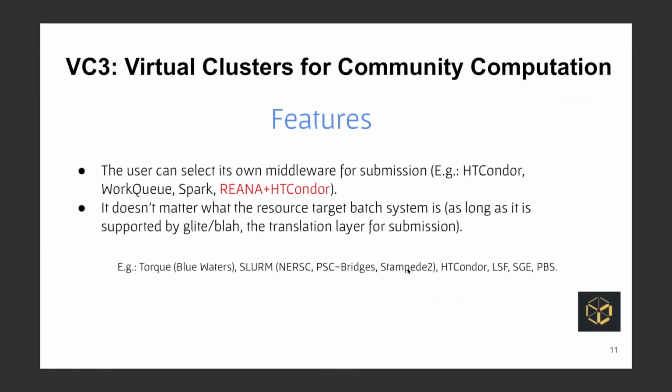And so the main feature here is that the user can select its own middleware for submission. So I mentioned before that this supports different batch systems in the HPCs, and the virtual cluster can have their own middleware. This middleware could be Condor, or it could be others like Spark, Work Queue, or in our case, we're integrating this with RIhanna plus HTCondor as the backend for the RIhanna platform. Some batch systems that this supports are Torque, for example, Slurm, Condor, LSF, SGE, PBS. So there is quite a variety of batch systems that are supported.